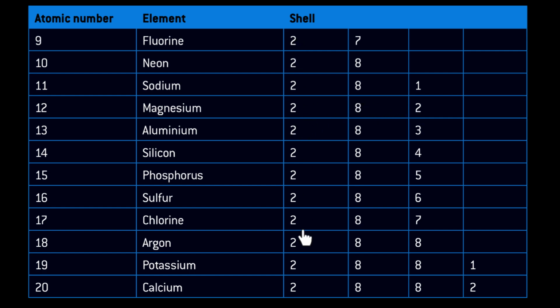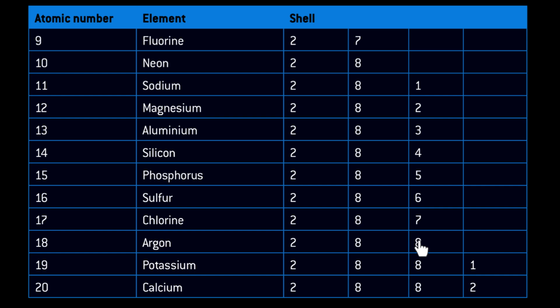Because the first shell can only have a maximum of 2. The second shell can only have a maximum of 8. So once you fill that up, every extra electron has to go on the third shell. So from sodium to argon, if you notice, they have 11, 12, 13, 14, 15, 16, 17, 18 electrons. So once the first shell fills 2, the second shell fills 8, then the third shell fills up till 8.